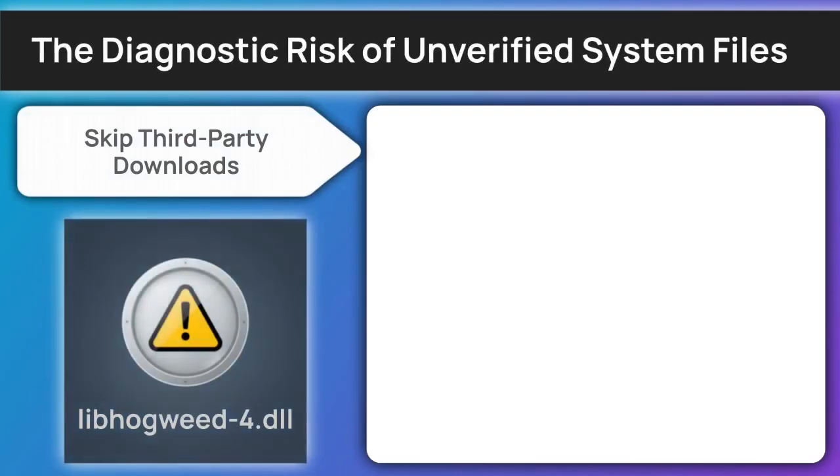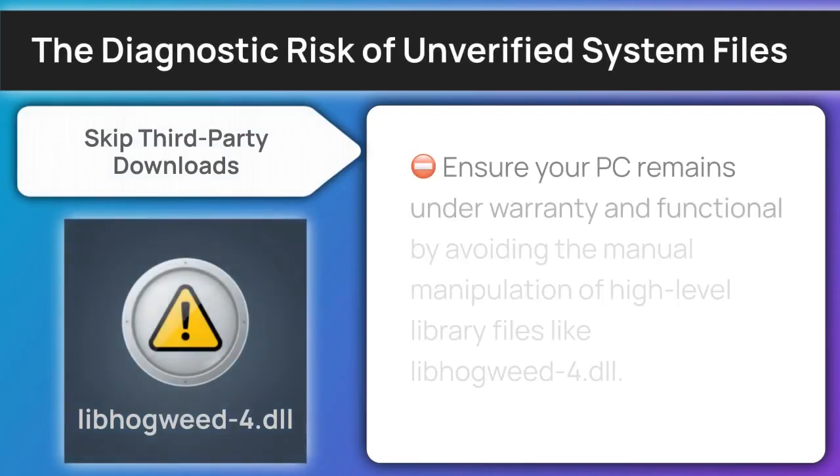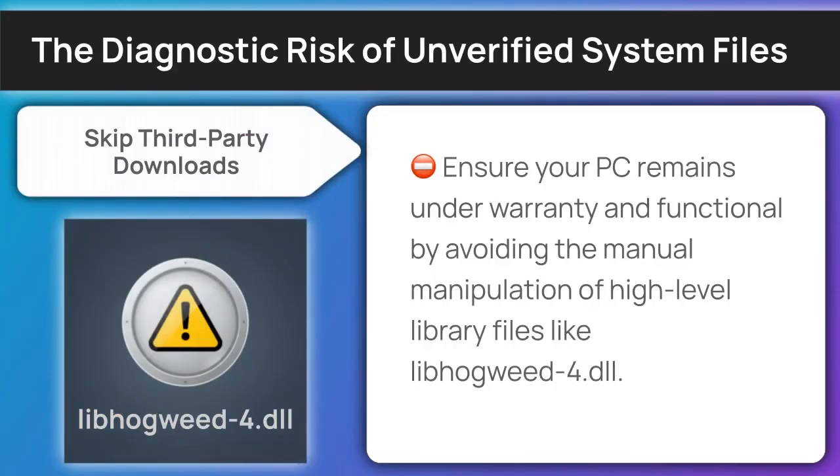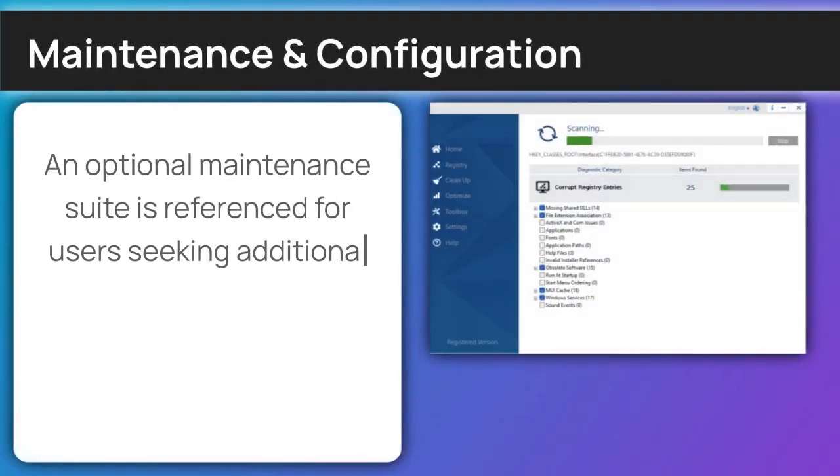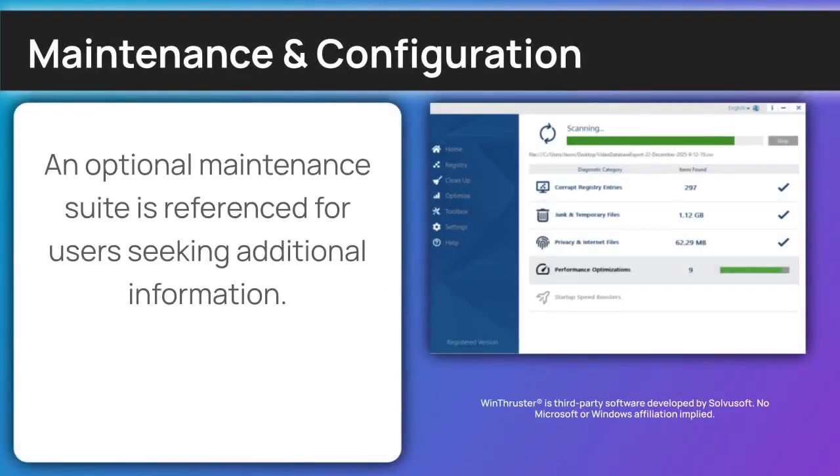Before concluding, I want to address a critical security consideration for maintaining your system's integrity. Using an incorrect or outdated version of libhogweed-4 library DLL can create a domino effect, causing other unrelated programs on your PC to start failing. Using a professional maintenance utility is a proactive step toward keeping your system state healthy and your software synchronized.